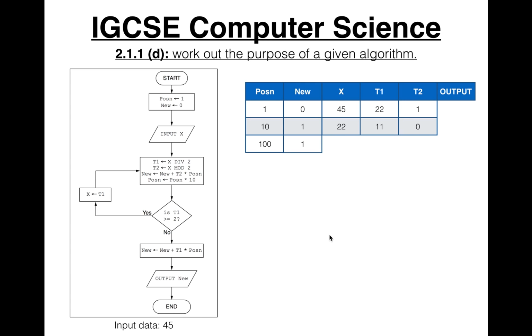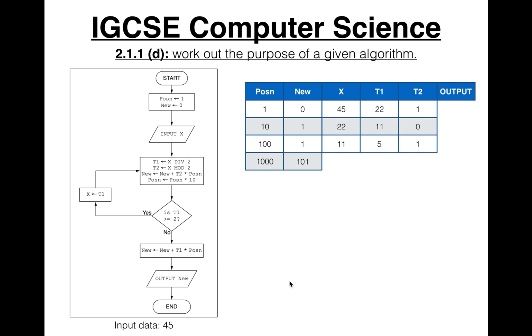T1 is still higher than or equal to 2. So x is t1. T1 is x divided by 2, so 11 divided by 2 is 5, with a remainder of 1. New equals new plus t2 times position. I'm starting to sound like a broken record here. New will be 101, because 1 times 100 plus 1 makes 101. And position, of course, becomes 1,000.